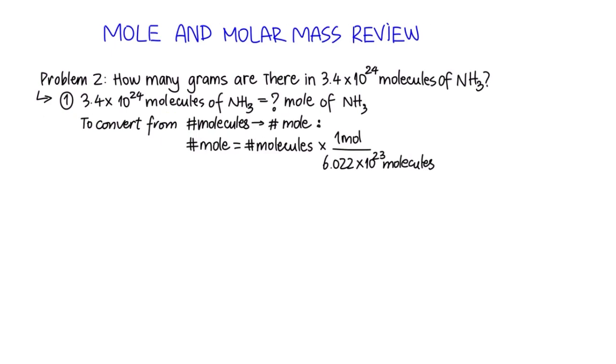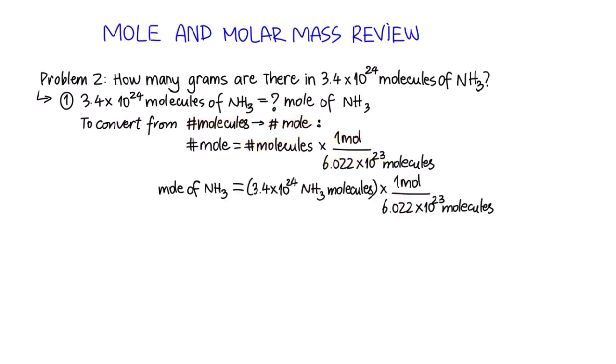To convert between the number of molecules and the number of moles, the formula is to take the number of molecules times 1 mole over 6.022 times 10 to the power 23 molecules. That's the unit factor to convert between molecules and moles. So based on that, we'll get the moles of NH3. That's going to be 3.4 times 10 to the power 24 times 1 over 6.022 times 10 to the power of 23. And that's going to give us 5.65 moles of NH3.